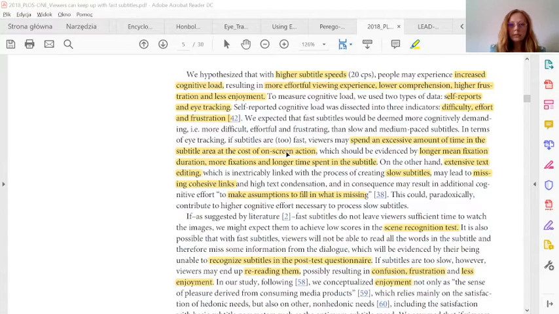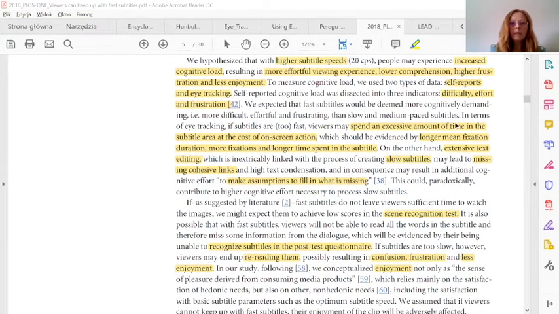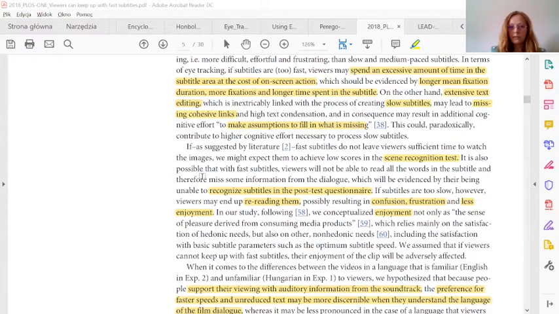And what else? I can read maybe a little bit about the eye tracking assumptions, right? Because the experiments involve eye tracking. So here we have hypotheses concerning this, right? So if subtitles are fast or too fast, the viewers may spend excessive amount of time in the subtitle area at the cost of on-screen action, right? And this could mean longer mean fixation duration, more fixations, and longer time spent in the subtitle. So we already know that we will look at this in eye tracking, right? And there are some other assumptions, some other hypotheses, right?